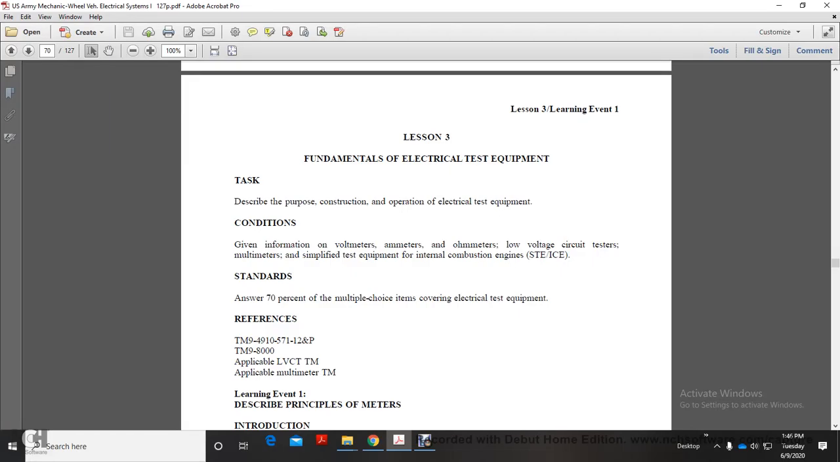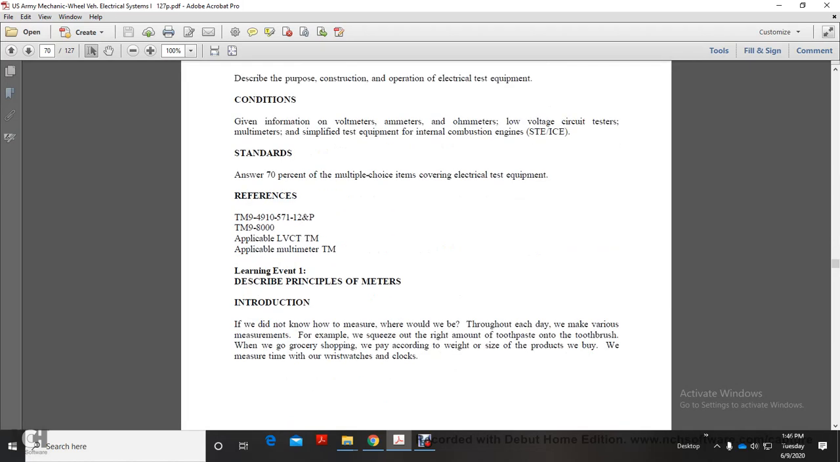Alright, lesson 3. Fundamentals of electrical test equipment. Describe the purpose, construction, and operation of electrical test equipment. Give information on voltmeters, ammeters, ohmmeters, low voltage circuit testers, multimeters, and simplified test equipment for the internal combustion engine.